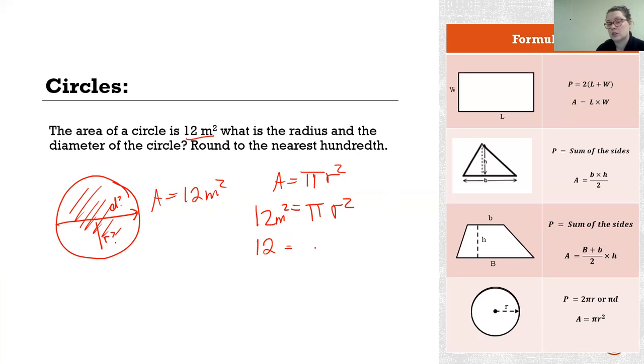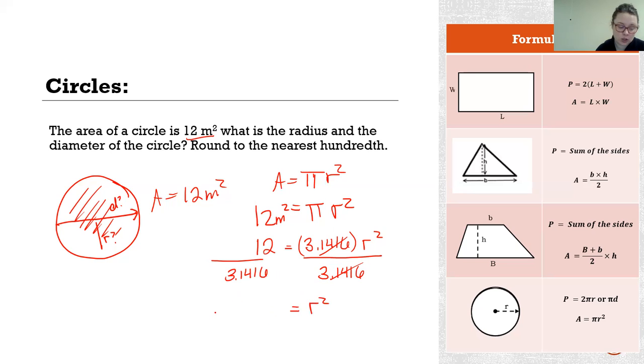So keep that in mind. So 12 is equal to 3.1416, and I usually will keep it in brackets, r squared. That's just so I know all those numbers belong together. 3.1416 times r squared. Undoing that is division. Cancel out. R squared is equal to 3.81.